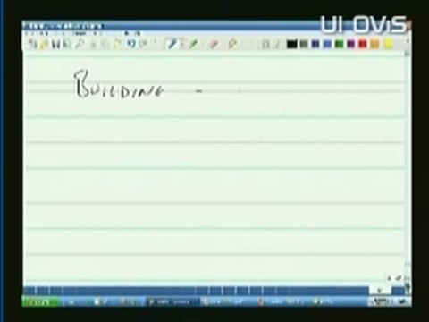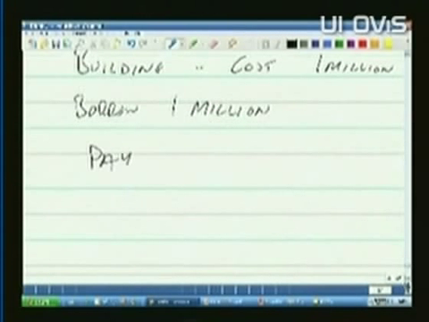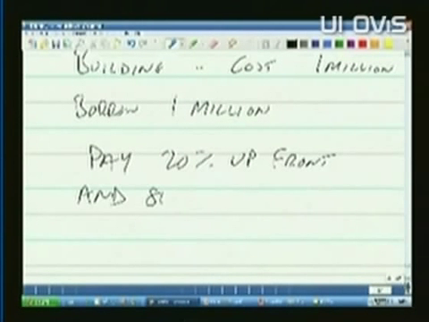and that building is going to cost 1 million to build. Okay, it's going to cost 1 million. As a result of that, I borrow 1 million, and I get the cash up front. However, because this is to do with the building, the terms of the arrangement are that I'm only going to pay 20% up front and 80% on completion.